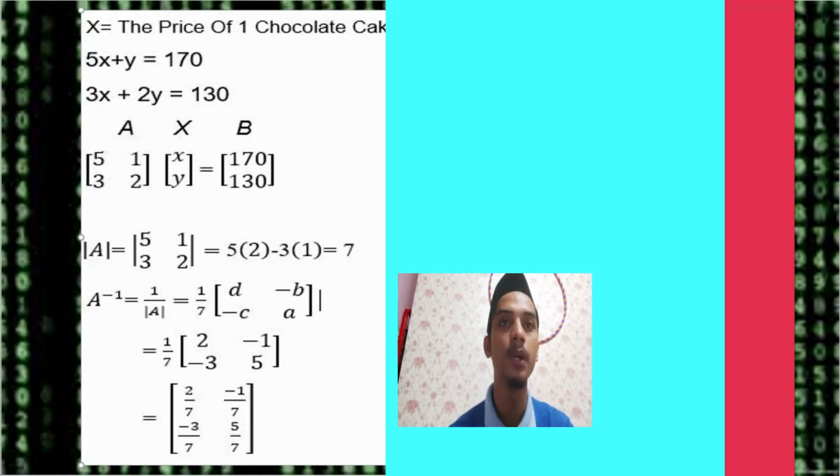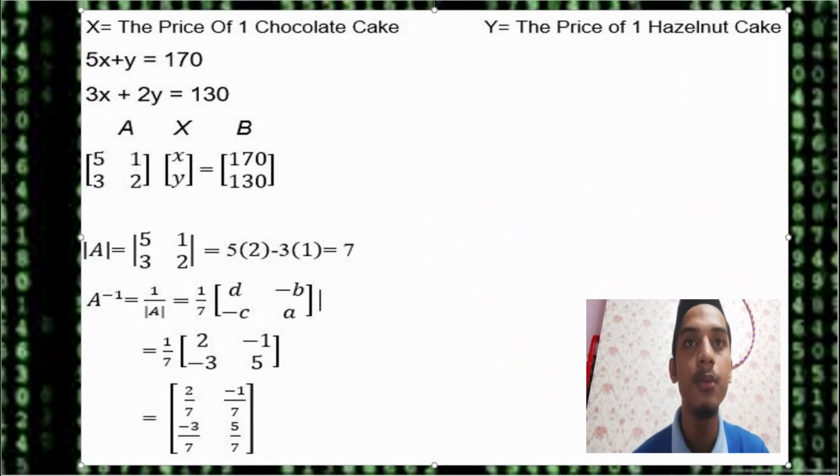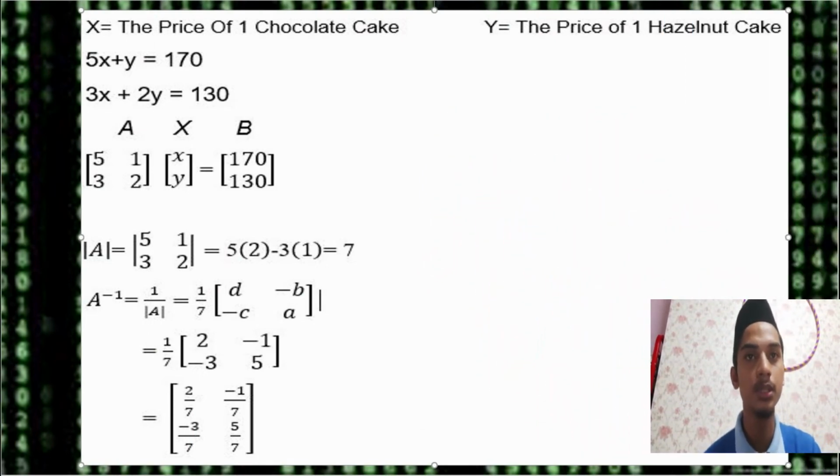So, s will be the price of 1 chocolate cake. Meanwhile, y will be the price of 1 hazelnut cake. So, the first equation is 5s plus y equals 170, and the second equation is 3s plus 2y equals 130. From the equations, we form them into matrix form, where in the first bracket A, we have the constant values, which in the first row are 5 and 1, while the second row has 3 and 2. Then the second bracket, named bracket x, we put the variables s and y, equal to bracket b, which is 170 and 130.